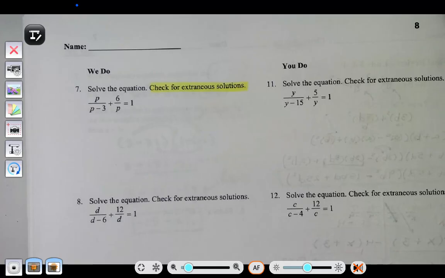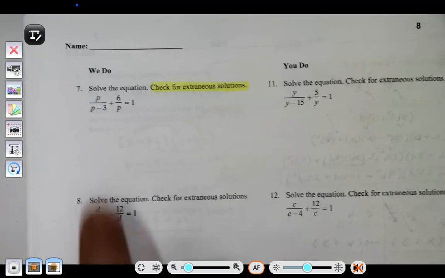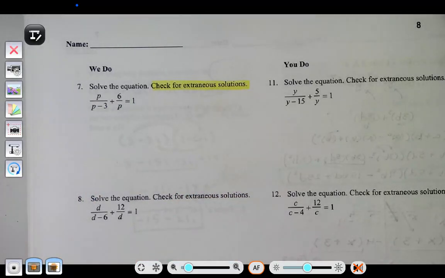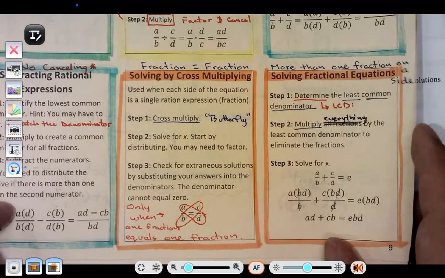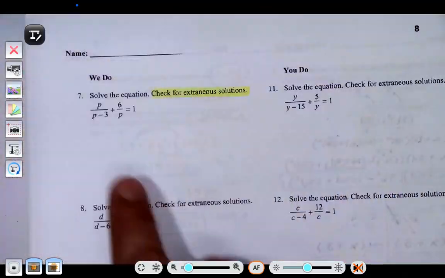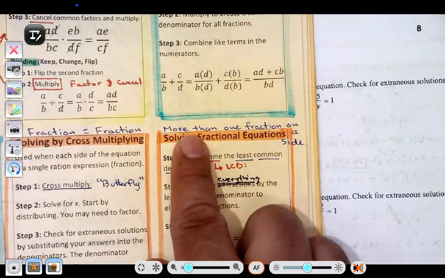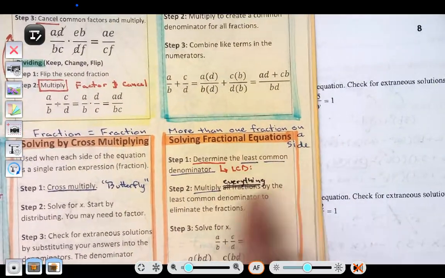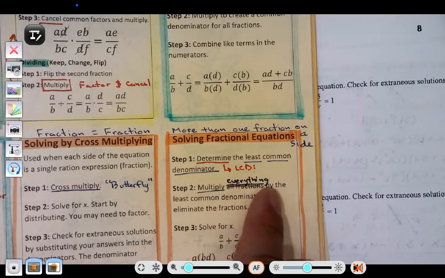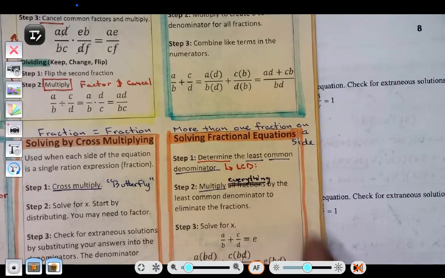Okay. According to the word wall, one of the things that we said was when you are solving and you're working with fractions, so this is unit 4. Now, this is if it says fraction equals a fraction. I don't have that here. When you have more than one fraction on a side, determine the LCD. Then you multiply everything by the least common denominator.